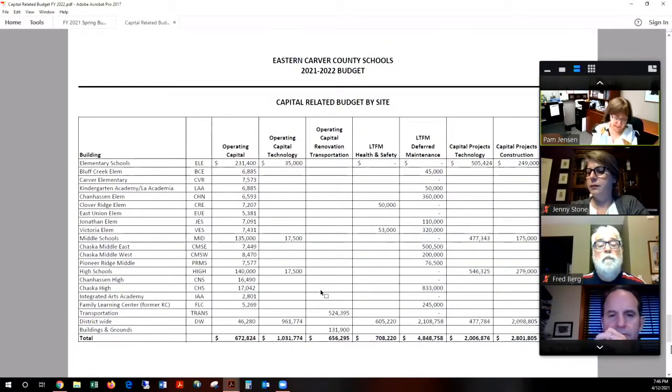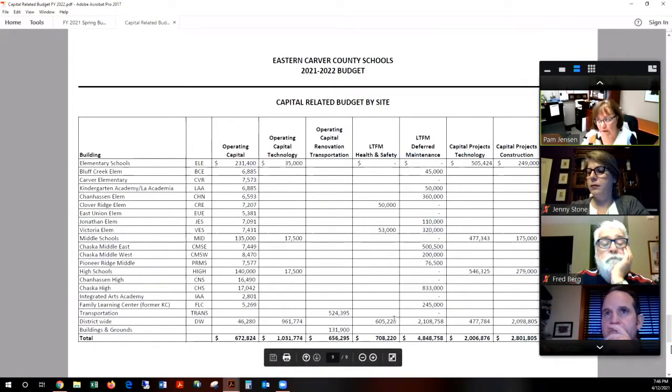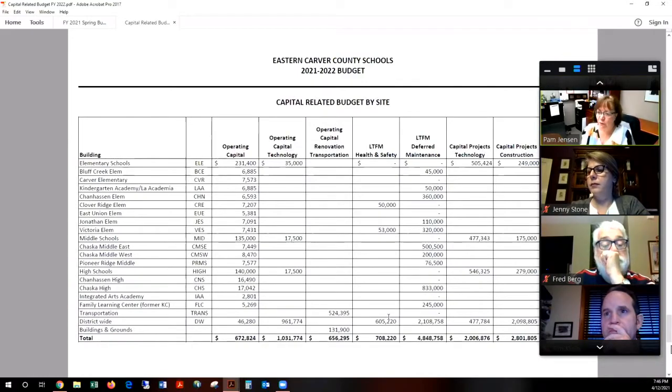And then finally, we have a page for a summary of how we're spending all of these different capital related budgets by building. If you'll note, district wide is almost 50% of the total, and that's because a lot of items, specifically in health and safety and deferred maintenance, and then in the capital projects construction, we don't necessarily know at this point in time where those plumbing repairs are going to be, or those electrical repairs are going to be. So we expense it out at the site, but our budget is held except for those big items that we know of, and we put that to a building.